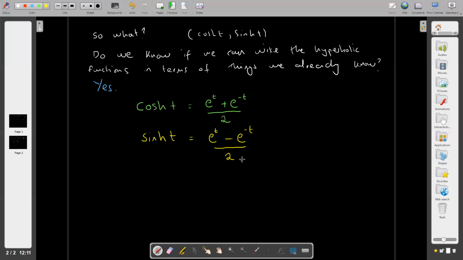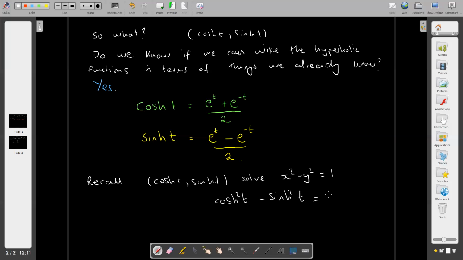Okay? So what I claim is, if we recall, the whole point of cosh t and sinh t is that they solve x squared minus y squared equals 1. To put that a different way, cosh squared t minus sinh squared t is equal to 1. What I'm going to show you now is that, yes, if you take these as our definitions of cosh and sinh, then they will fulfill this one here.